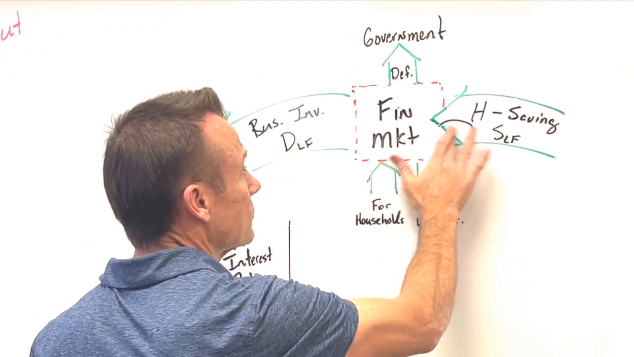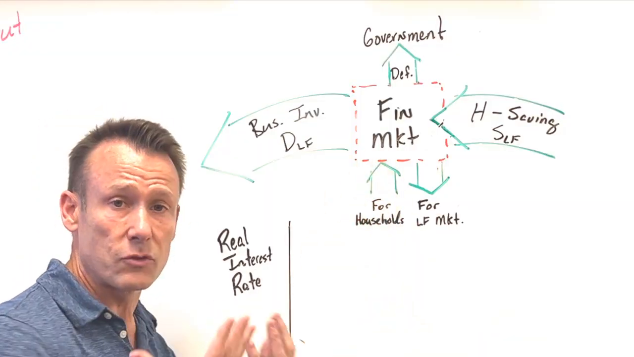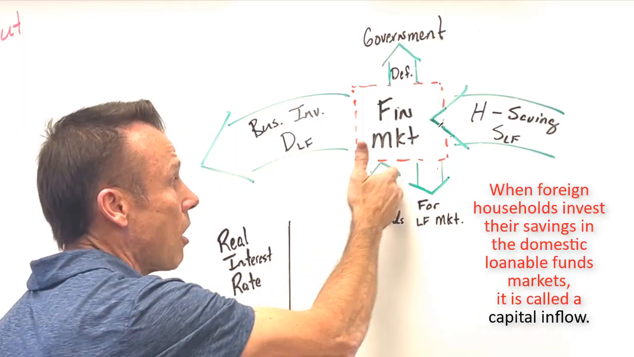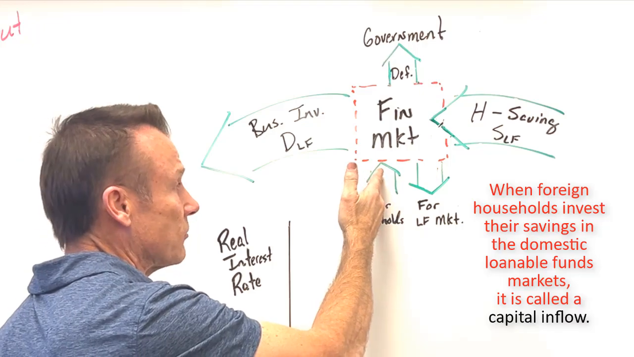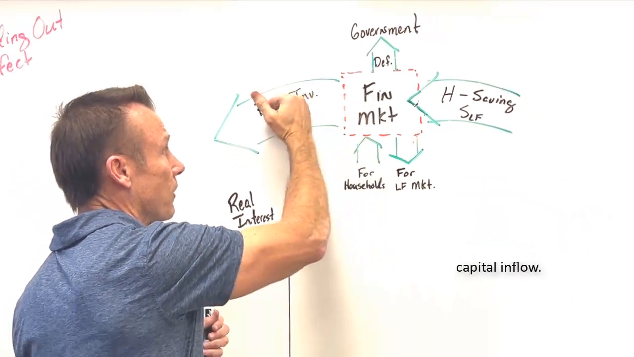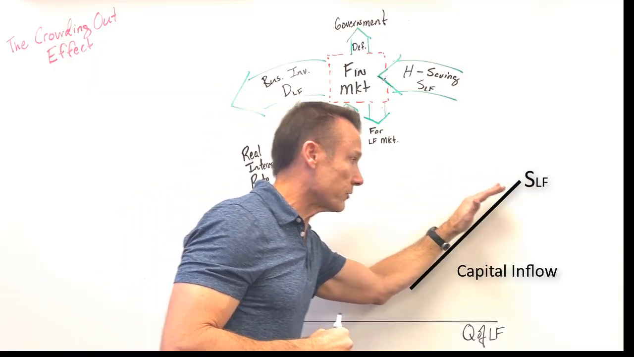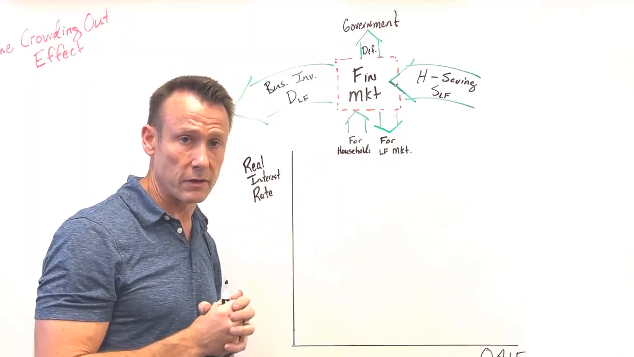Now, what also can happen is foreign households can bring their savings into the domestic loanable funds market. Well, that's a capital inflow. That's augmenting or adding to domestic household savings, right? This is an additional supply of loanable funds for business investment. What are we going to do with that supply of loanable funds? We're going to shift it to the right. Pretty much all teachers handle this one the same.